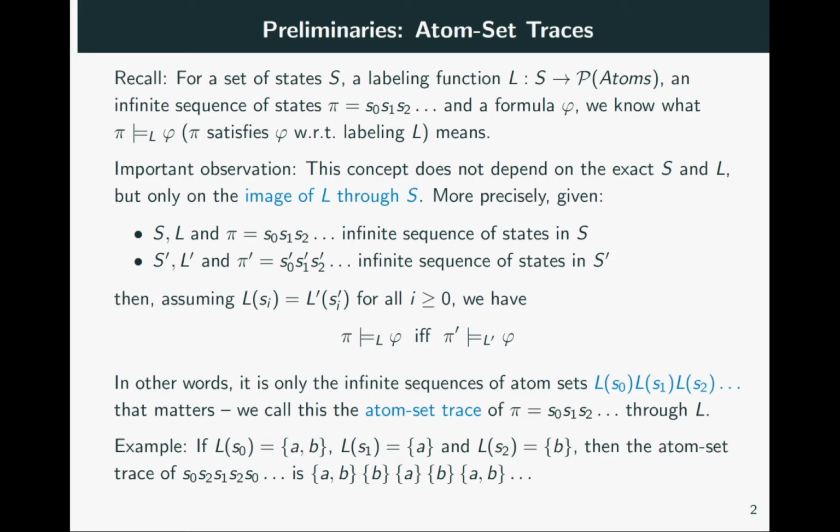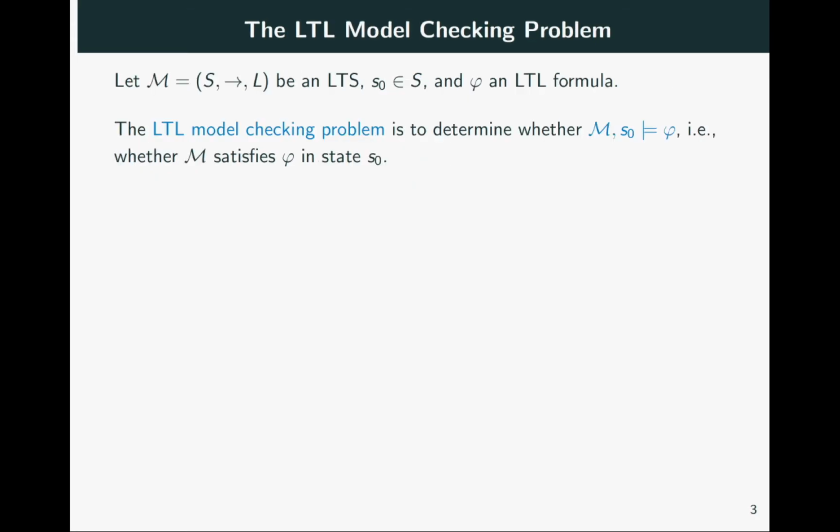Since the atom set traces are the ones that determine the satisfaction of a formula, they play a major role in our constructions. As we'll see, atom sets will be the letters of our automata's alphabets, and atom set traces will be the words that these automata can accept. Okay, with these preparations, we are now ready to start our journey into LTL model checking.